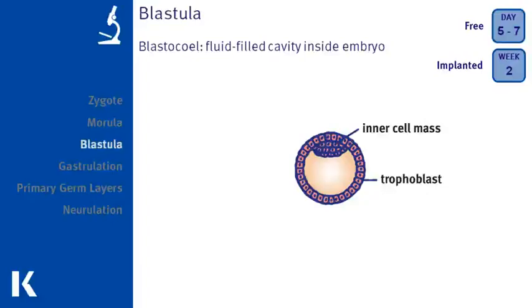And on the MCAT, the structure may be referred to either as a blastula or a blastocyst, so it is important to be familiar with both of these terms. The blastula is where we first see differentiated cells.